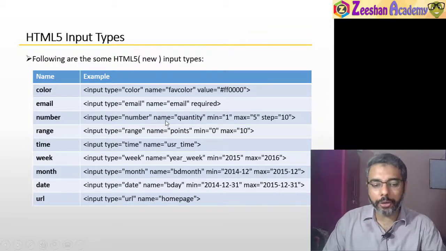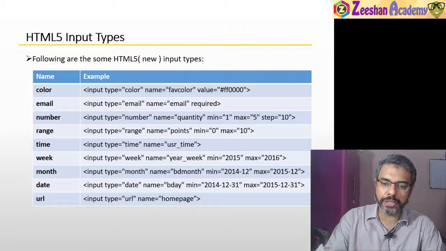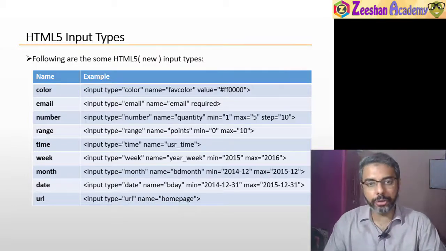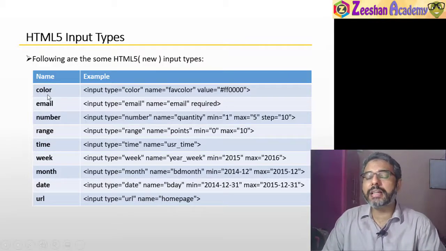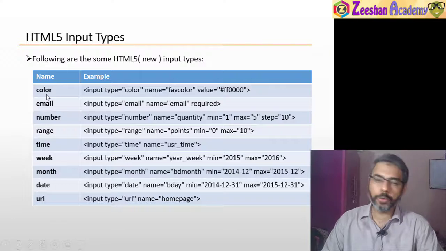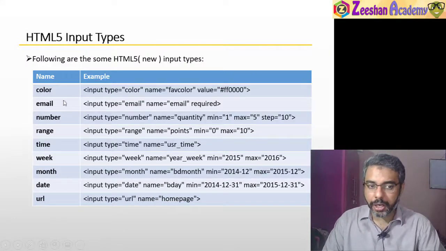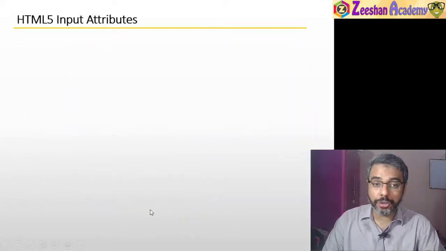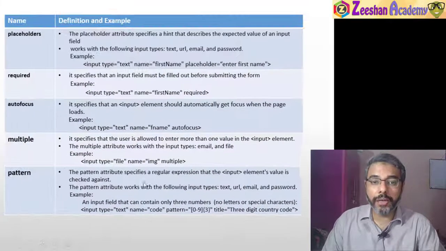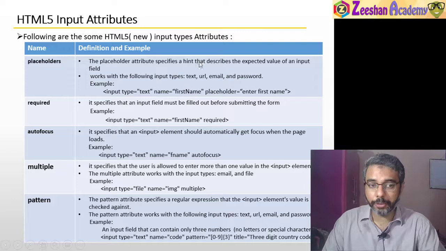Number will only require you to enter a number. Okay, so we don't have to go into JavaScript and control the text field as to whether the user is entering alphabets or not. So these are new things that are not available in HTML4 or any previous versions. You can have color, email, number, range, date, URL, and so on and so forth. These are new types. Similarly, there are some other HTML5 input attributes.